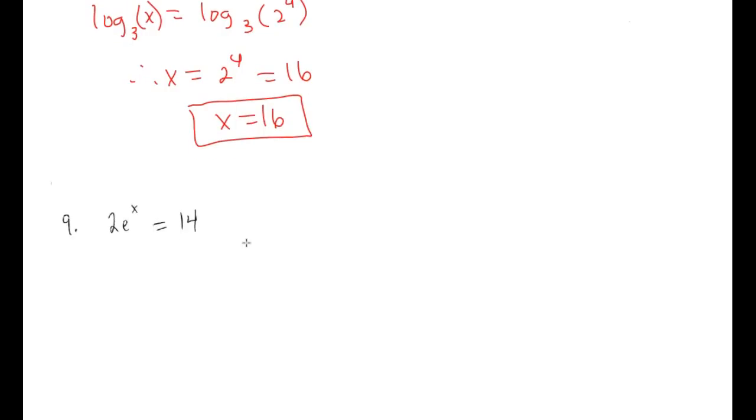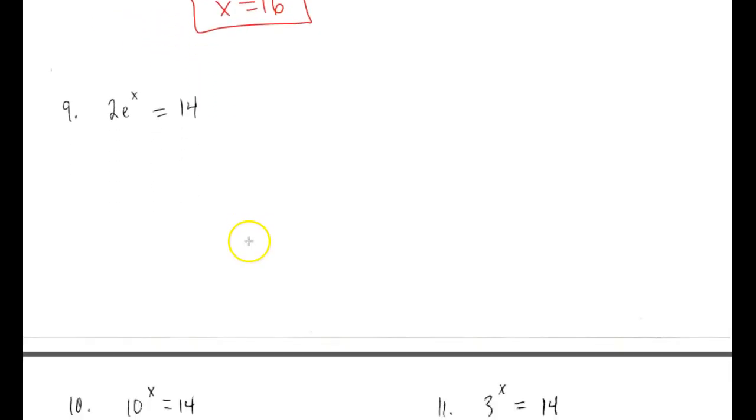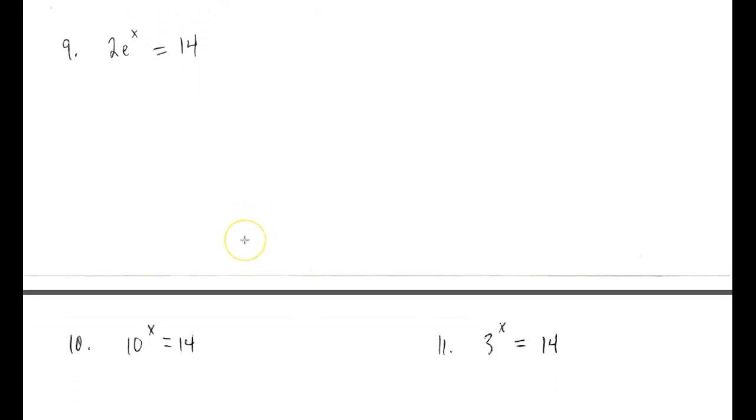For example 9, this one is pretty easy to do. So the best thing for us to do in this case is just to divide both sides by 2. And if we do that, this will be e to the x is equal to 7. And then from here, the easiest way to solve this is to use the definition of a logarithm.